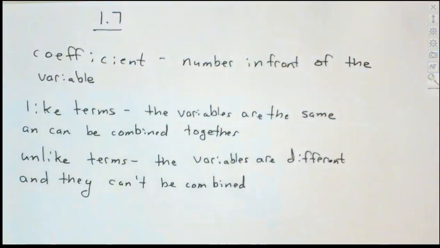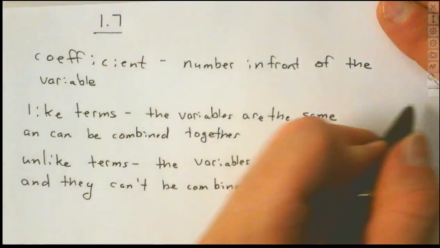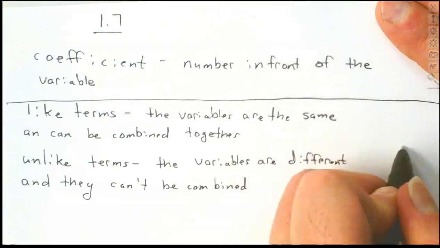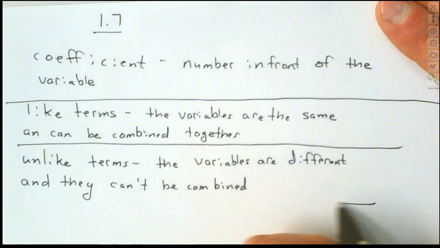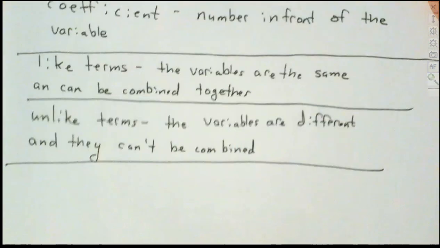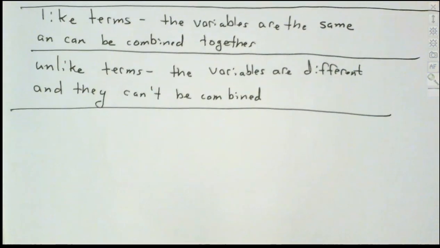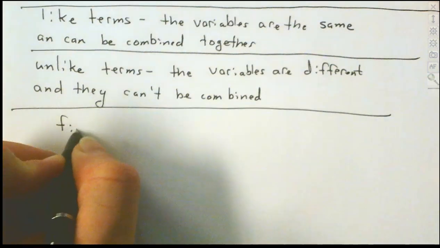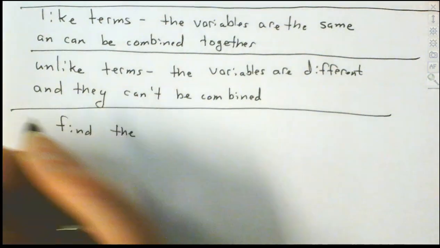So we've got the coefficient, which is the number in front. If there's no number in front, then we know it's going to be a 1. We'll talk about that in a moment. And we've also talked about like and unlike terms. Like terms mean they are the same. They can go together. And unlike terms mean they are different. So let's talk about the coefficient. And normally they say numerical coefficient. So let's find the numerical coefficient of these expressions.